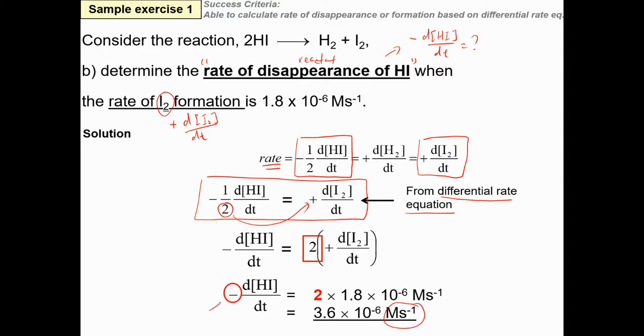And don't forget, usually students will leave out the negative sign. You must include it because this shows it is the disappearance, negative. So one more time I want to highlight, when we talk about rate, there must be no coefficient. Like here, there is no coefficient when we write rate. Okay, so that's all for the differential rate equation.